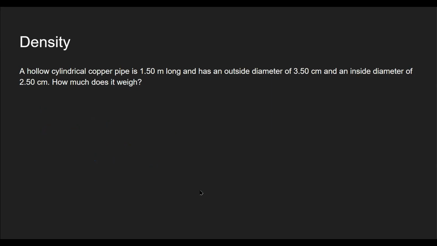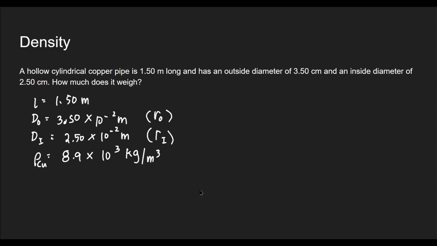Welcome. This is an example problem about density. A hollow cylindrical copper wire is 1.5 m long and has an outside diameter of 3.5 cm and an inside diameter of 2.5 cm. How much does it weigh? Let's write the given data.